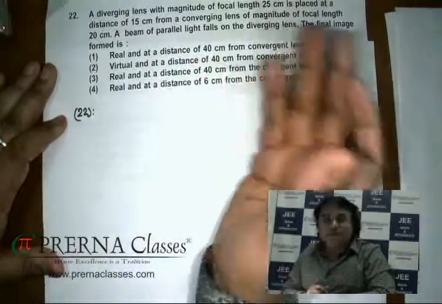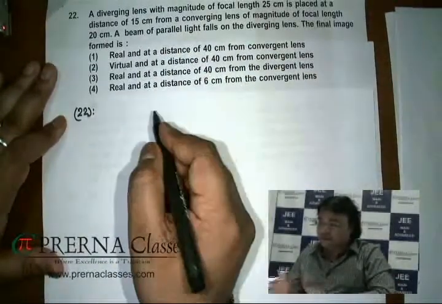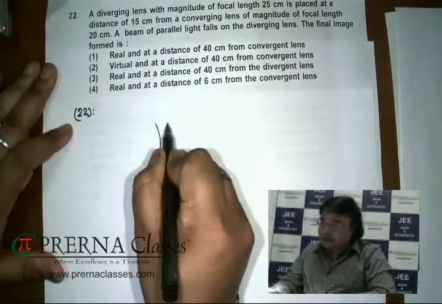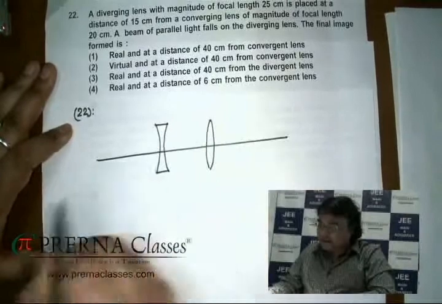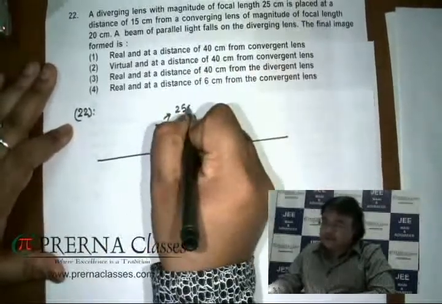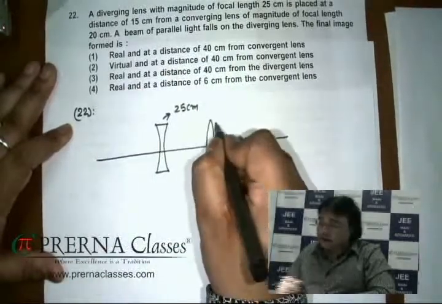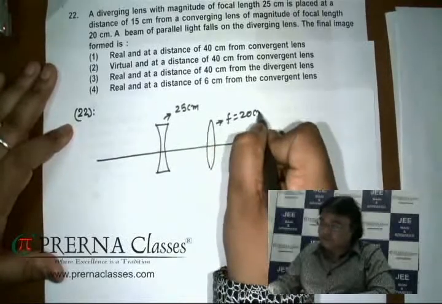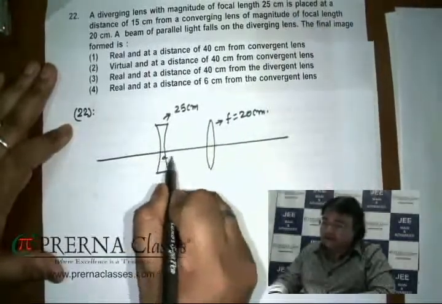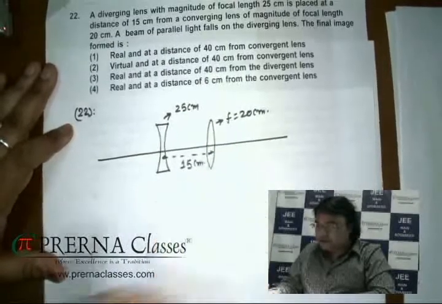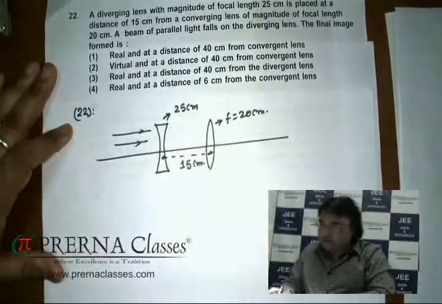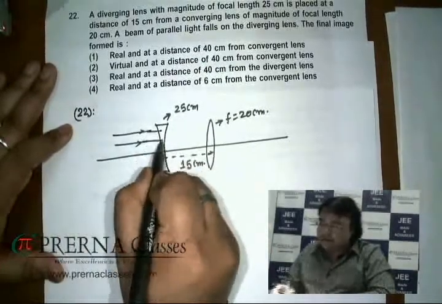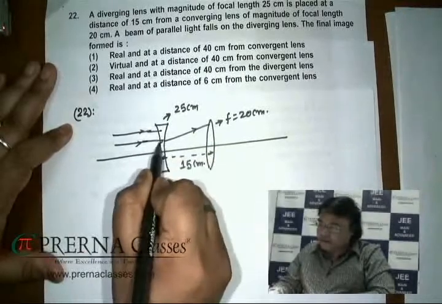Okay, next one, that means question number 22. It comes from geometrical optics, and it is one of the good questions of that paper. So here, a diverging lens and a converging lens are placed like that. The focal length of the diverging lens is given as 25 cm, and the focal length of the converging lens is 20 cm. The separation between these two lenses here is 15 cm. In the given setup, a beam of parallel light falls. So consider a parallel beam striking the diverging lens. Definitely, if we consider that way, it diverges like that.